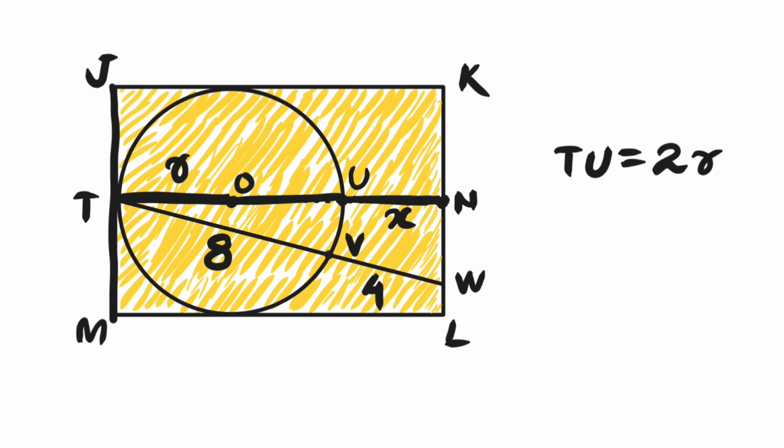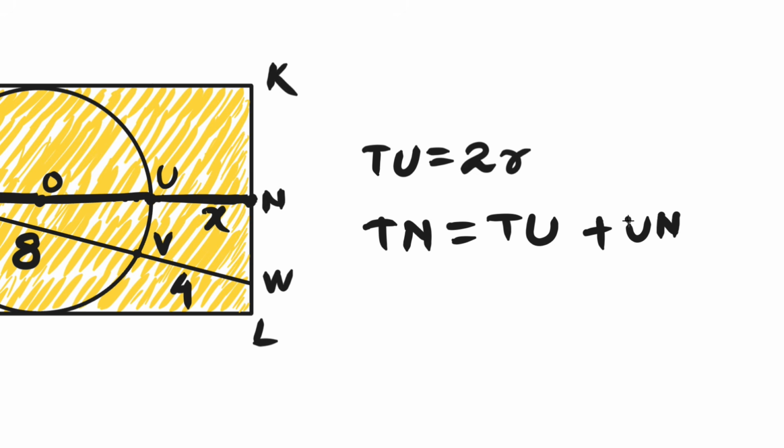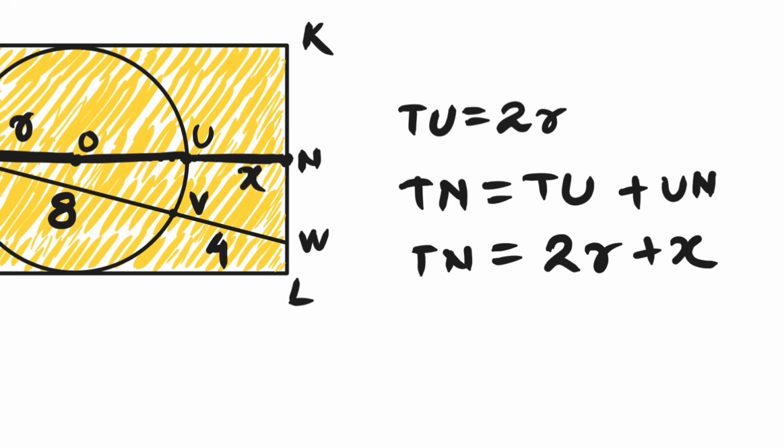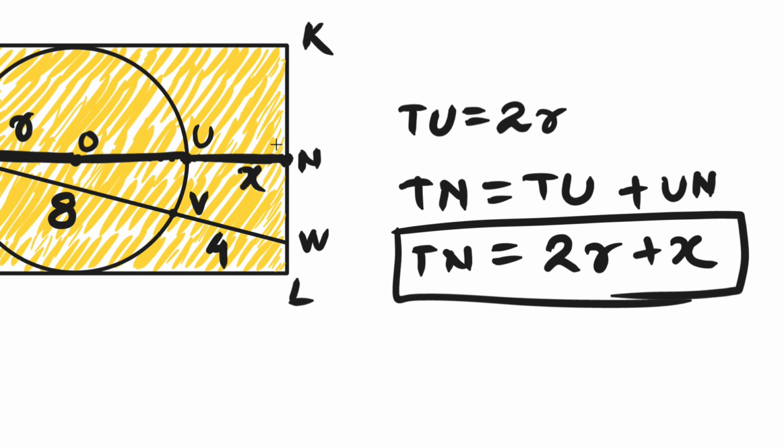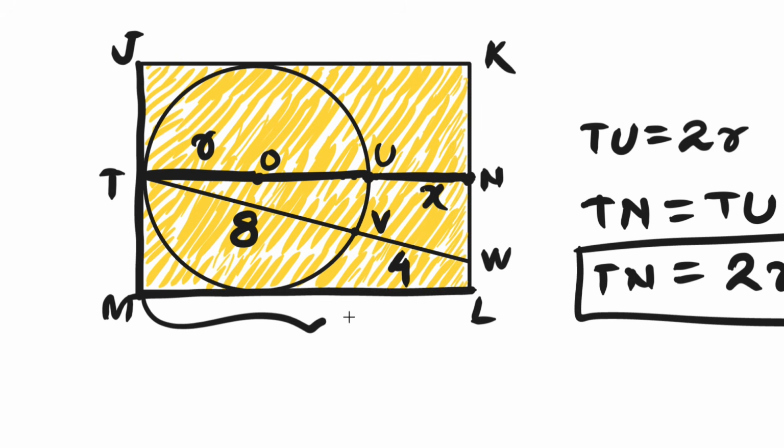Since the complete horizontal distance from T to N consists of the diameter TU plus the remaining segment, UN, we can write TN equals TU plus UN. Substituting what we already know, TN equals 2R plus X. Keep that expression in mind because it represents the full width of our rectangle.